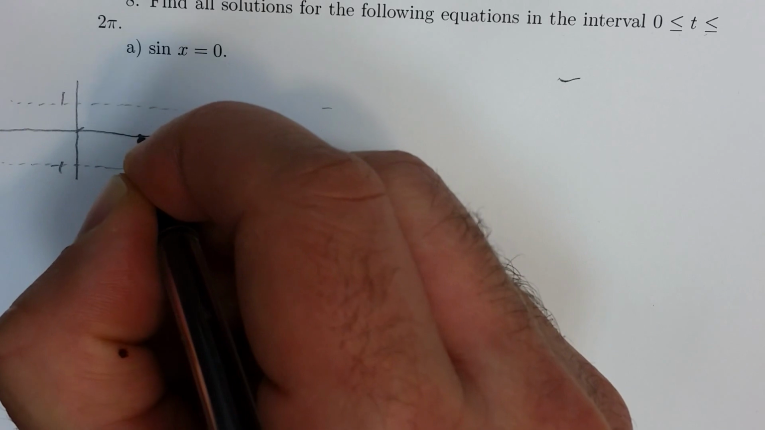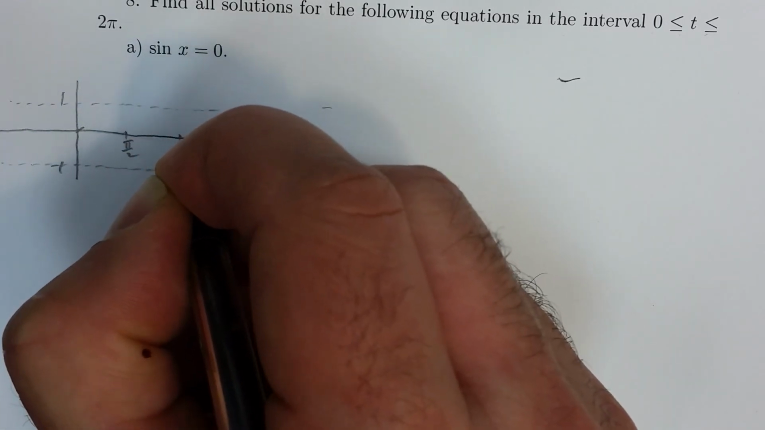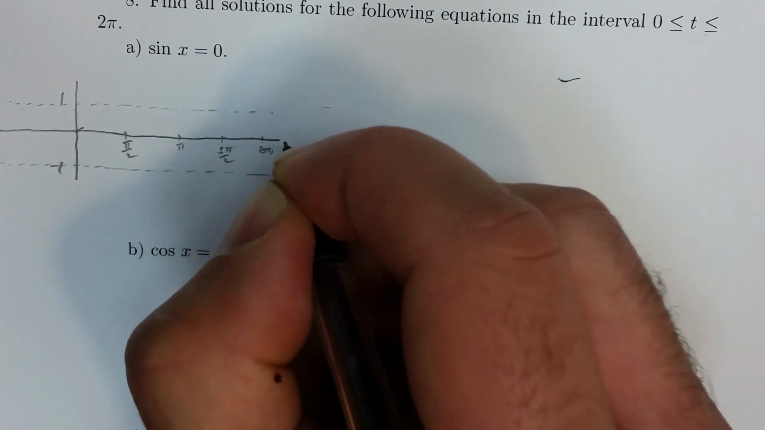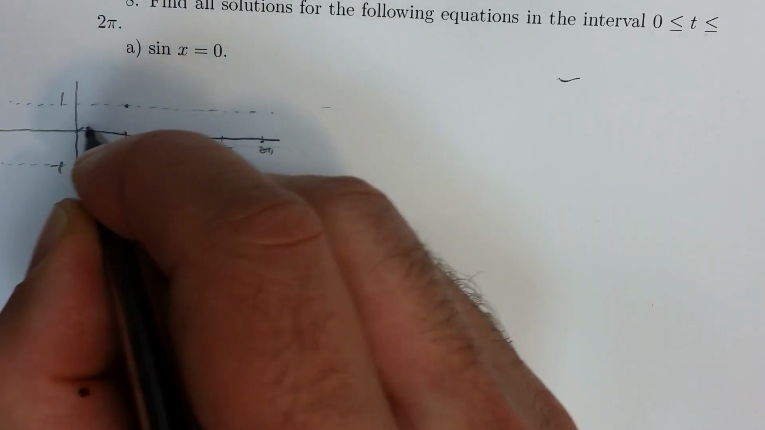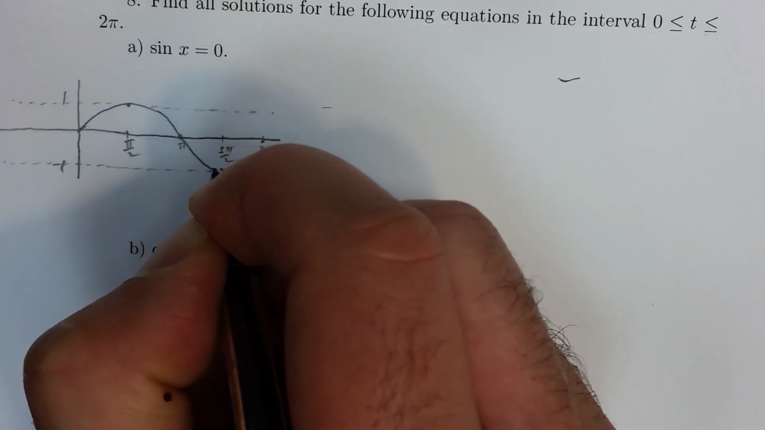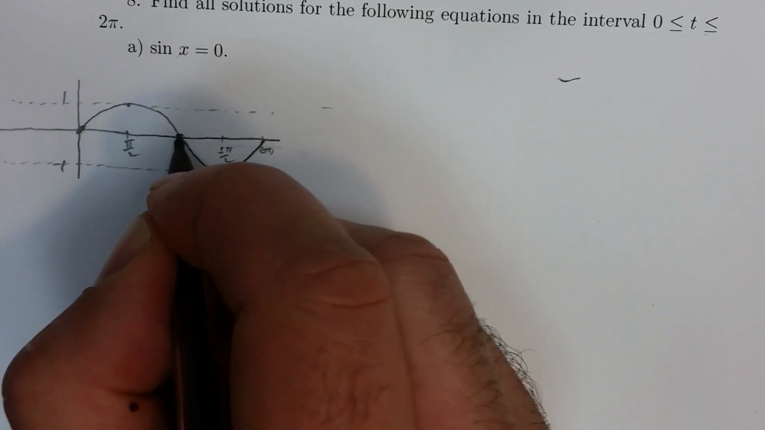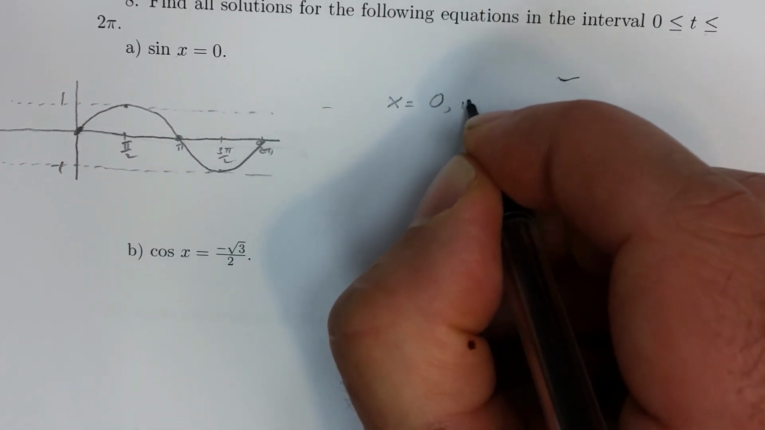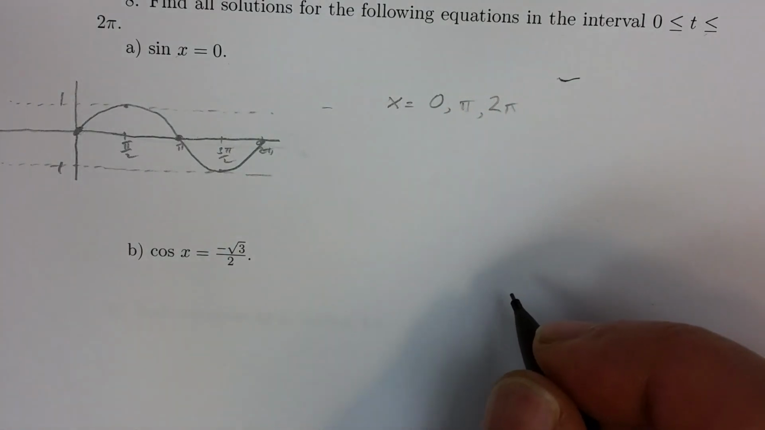So let's sketch in pi over 2, pi, 3 pi over 2, 2 pi. That's the interval we're given. And the sine curve looks like this. So up, down, and back to the middle. We can see that sine x equals 0 in 1, 2, 3 places. So x is equal to 0, or pi, or 2 pi. And that's all for that.